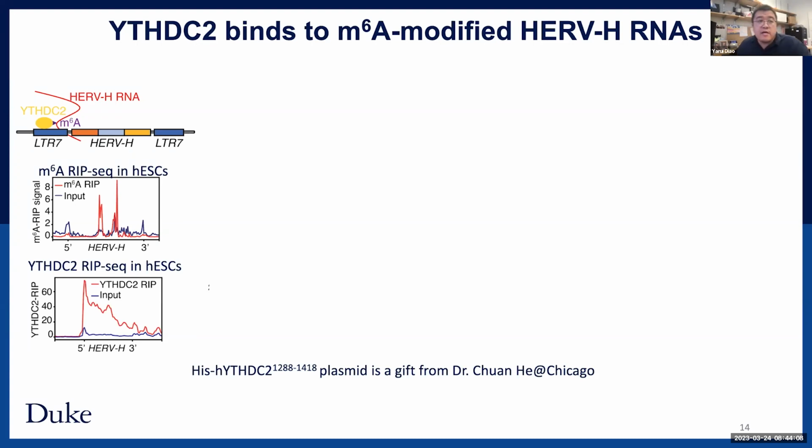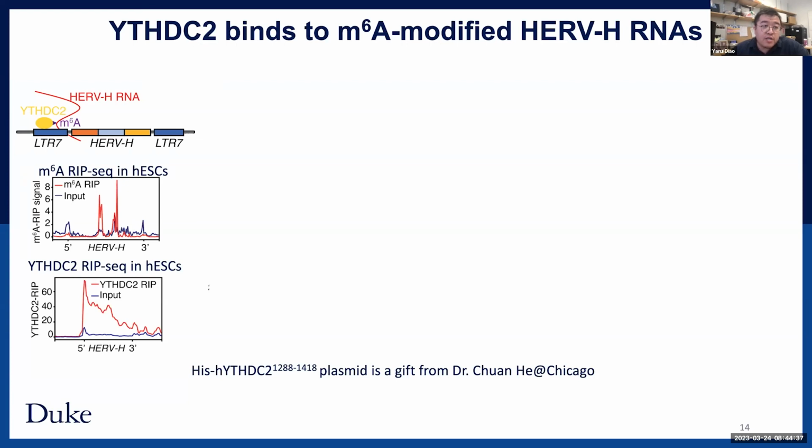YTHDC2 will also be enriched on the LTR7 DNA sequences. To test this hypothesis, we first examined the m6A RIP-seq data and YTHDC2 RIP-seq data. And indeed, we found that the HERVH transcripts are heavily methylated by m6A, and YTHDC2 binding is highly enriched on the HERVH RNA sequences compared to control IgG antibody.